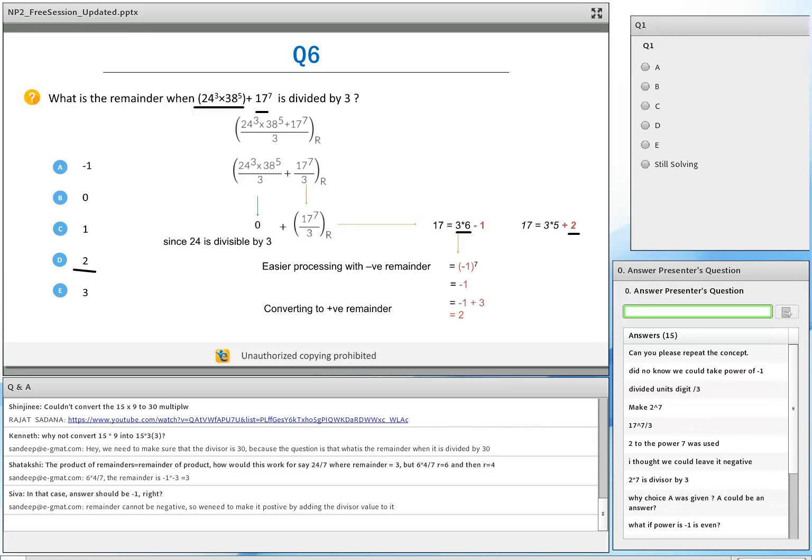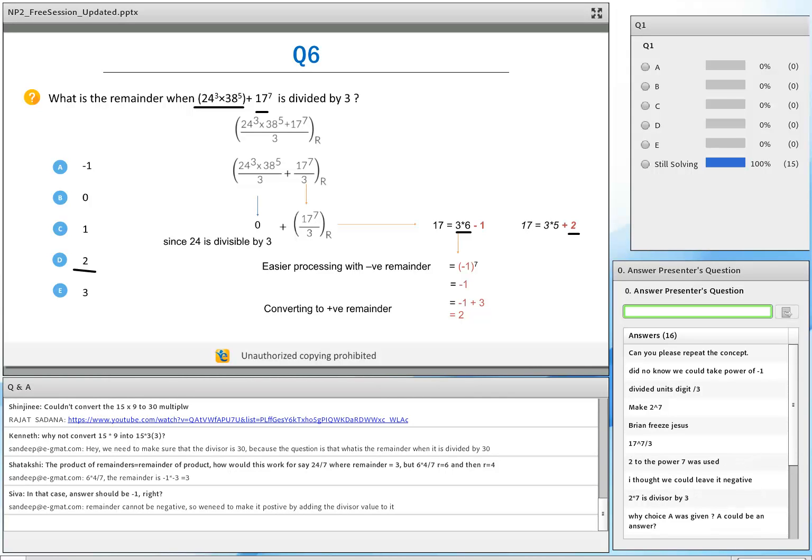Vishwas says, why is it that 2 to the power 7, or 15 plus 2, is not recommended? Vishwas, you're going to see this in the next question. If you've not used the concept of negative remainders here, in the next question you'd be forced to do it. So let's get to the next question, because after this we're going to get to the last 3 questions that were there.